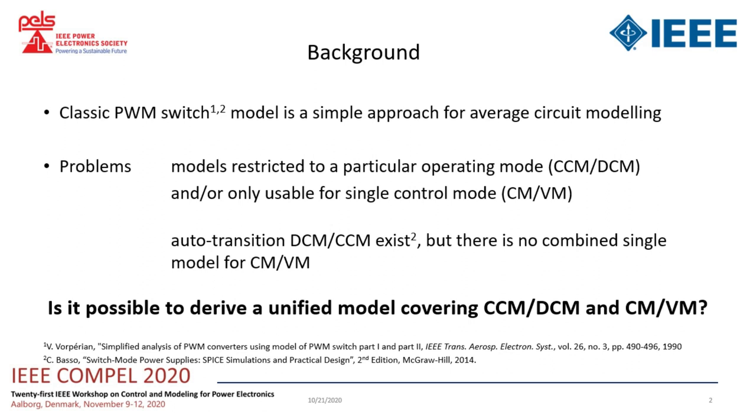Although there exist auto transition models, which can be used both for discontinuous and continuous conduction mode, there is no single combined model which does this for current and voltage mode. Therefore, the question is if it is possible to derive a unified model which covers all these operating modes in both control modes at the same time using the same subcircuit.